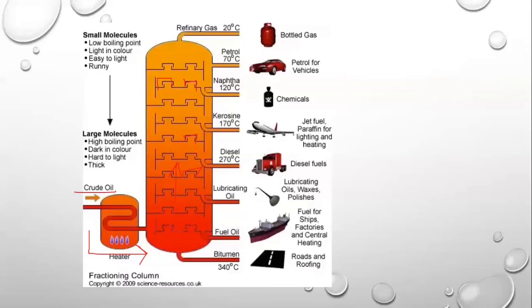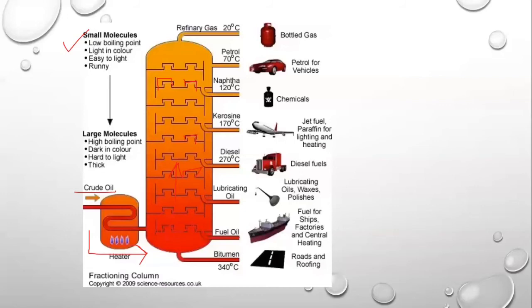As you can see, you do not need to remember every temperature. However, you just need to have an idea of the temperatures. Along with that, you need to remember all the uses of these 7 fractions. As we have studied, there are small molecules at the top and large molecules at the bottom. The small molecules have a low boiling point because of their small molecular structure. They are light in color. They are easy to light.